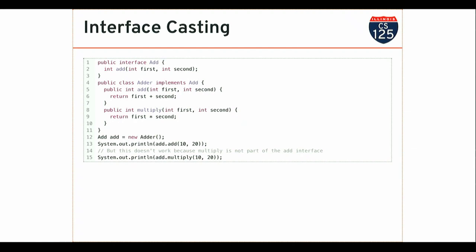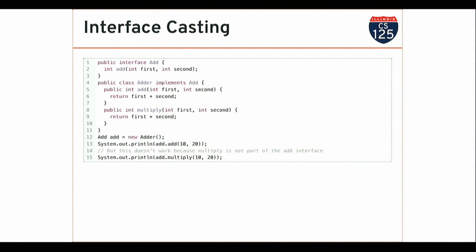So here what I'm doing is I'm creating a reference to an interface on the left side. On the right side, I'm creating an object that implements that interface. I can only do this if the object on the right side implements the interface on the left side. Once that's done, I can call the add method on this reference because add is part of that interface. But I can't call multiply. Multiply is not part of the interface that I cast the reference to.